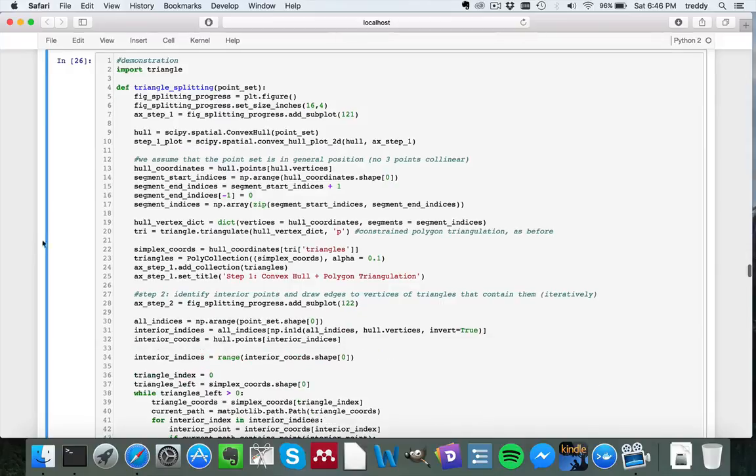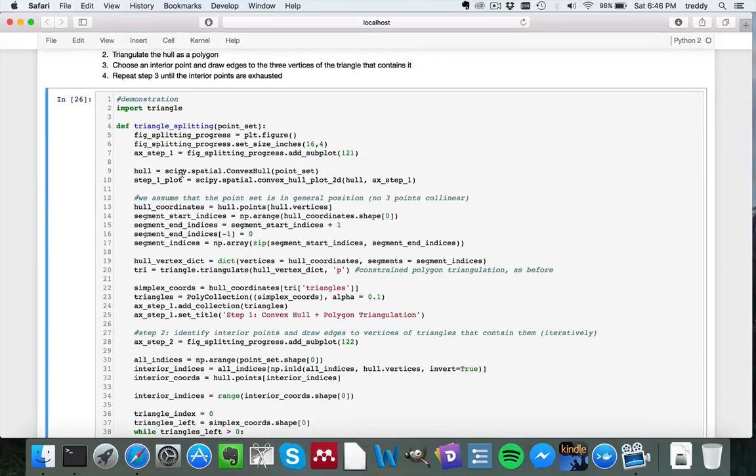So just looking at the code a little bit more closely now, you can again see we're using the scipy.spatial ConvexHull on the point set. So that's our starting point, the first step in the process.